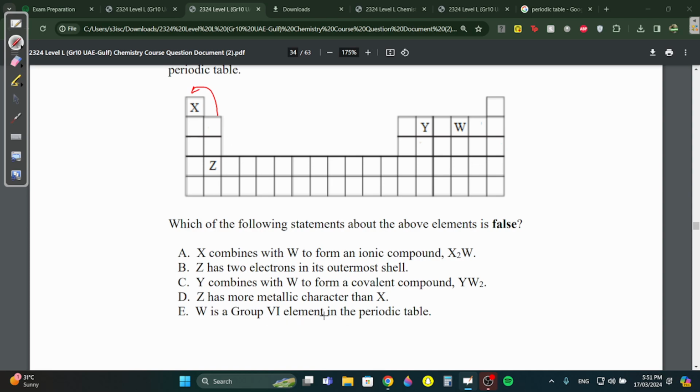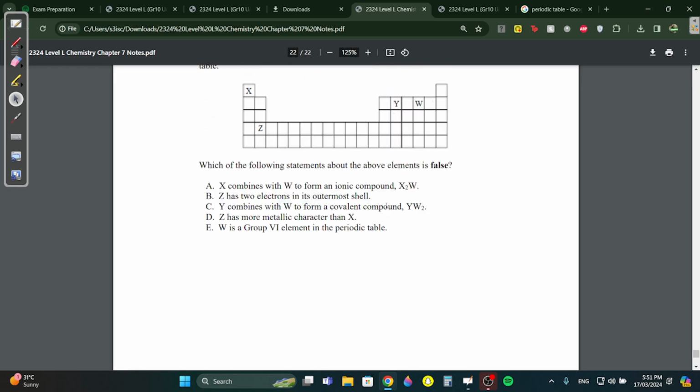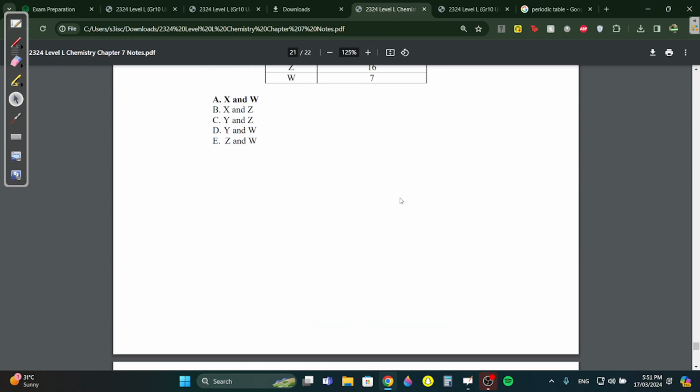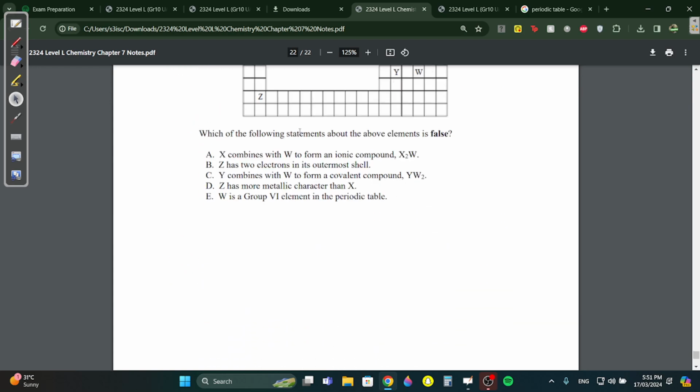Okay, W is a group 6 element in the periodic table. Obviously, this is group 6, 7, 8. W is group 7. As a group 6. And then from the notes, question 31. Didn't we just do this? Yeah, we just did.